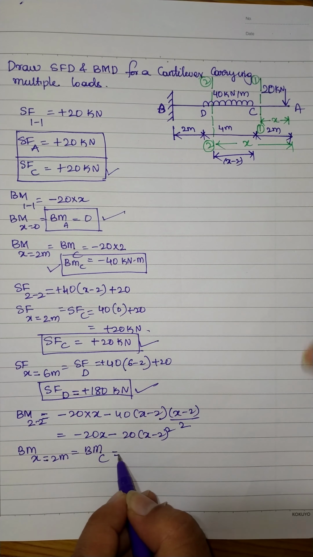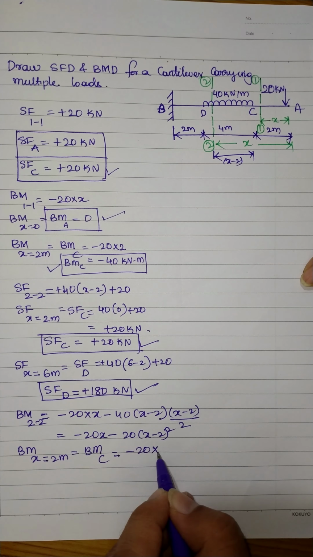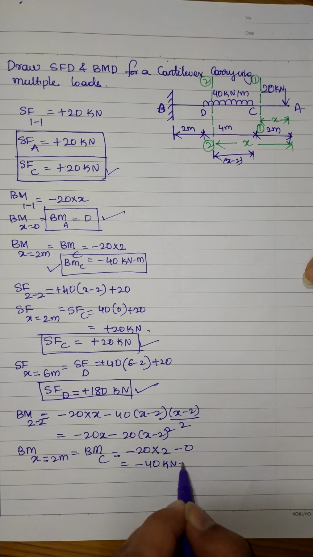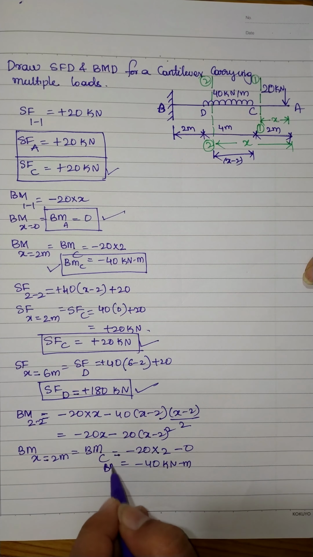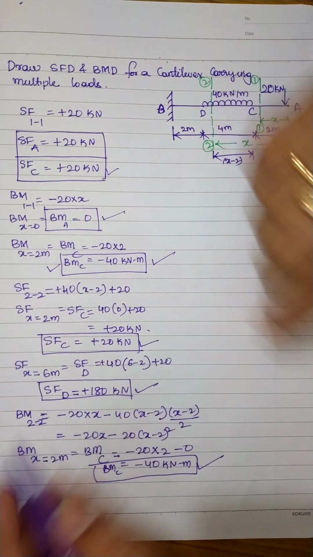So it will be equal to minus 20 times (2 minus 0). So this is minus 40 kilonewton meter. So bending moment at point C is equal to minus 40 kilonewton meter. We got the same value as the previous one.